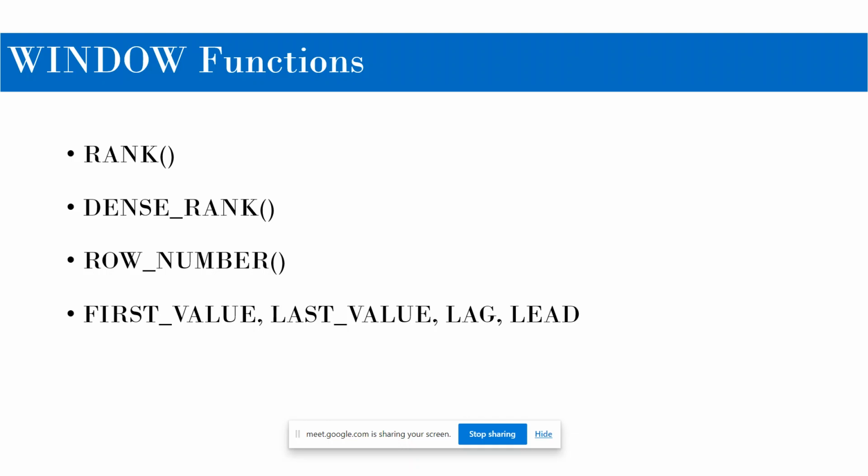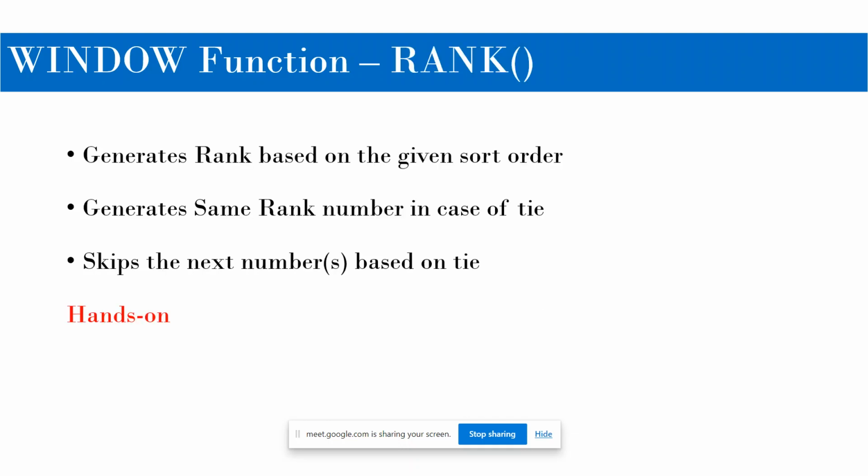Without wasting time, we are jumping into the window functions. We are going to look into these window functions one by one. The first function is the rank function. The rank function will generate a rank based on the given sort order. Let's say if I want to generate a rank based on the item cost, I can generate. Based on sales, I can generate.